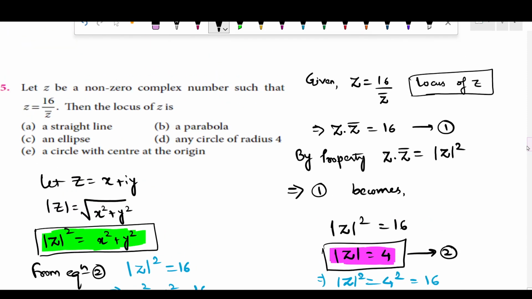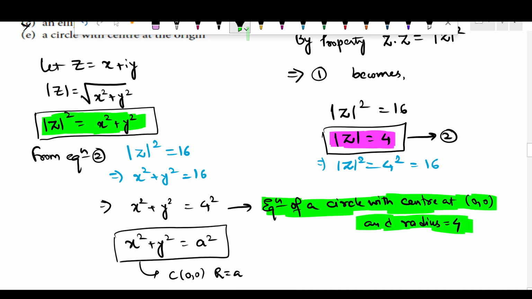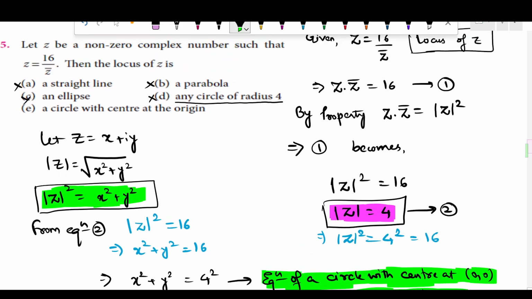So here let's check the options for it. This is not a straight line, not a parabola, not an ellipse. Here they are saying any circle of radius 4. So this is also wrong, because we have just found out that this is the equation of a circle with center at the origin, and the radius is equal to 4. So option E will be correct, a circle with center at origin, right?